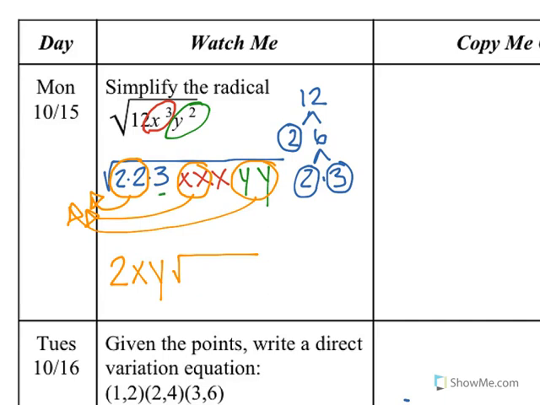So here, the 3 is not circled and the x is not circled, so I'm going to leave 3 and x inside the radical sign, and this is our final answer. So go ahead and copy that and then try the problems on the back.